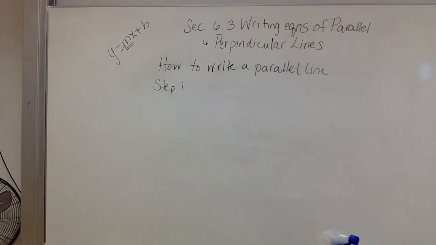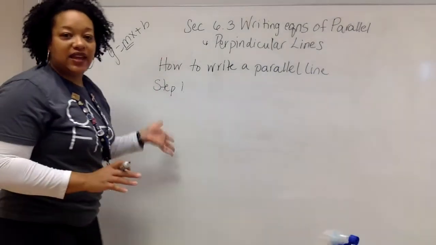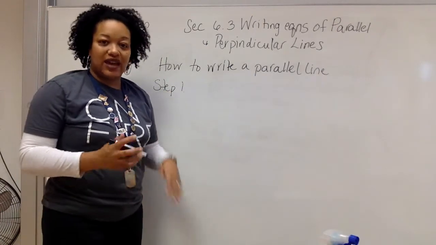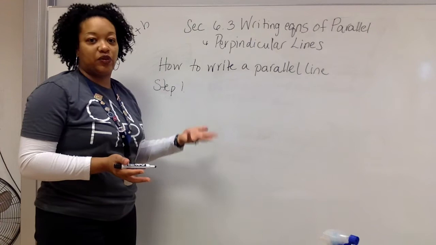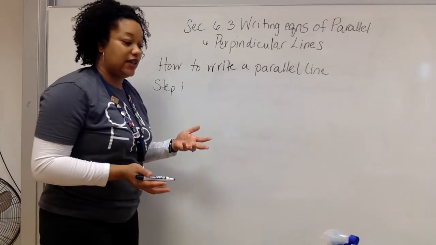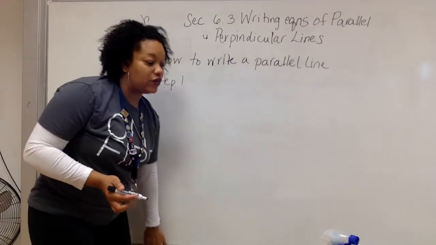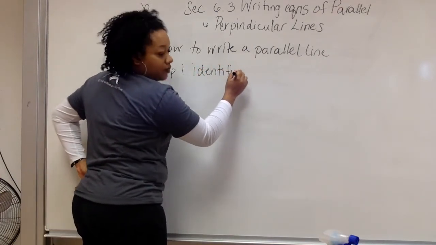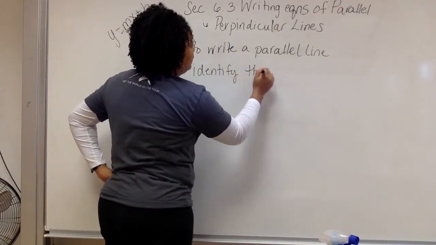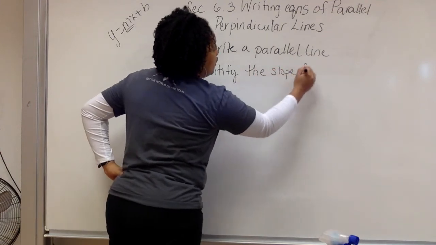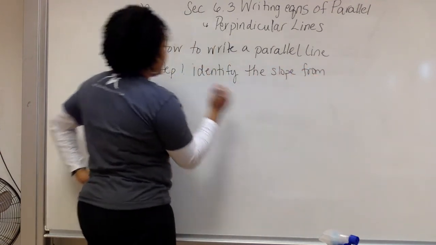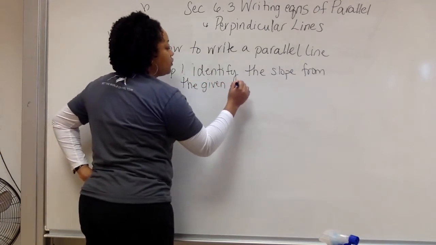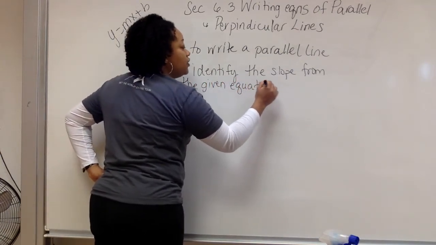All right, so let's go ahead and start our steps on how to write a parallel line. It's pretty simple because it's kind of like what we were doing just to write a normal equation of a line. So the first thing that you have to do is identify the slope from the given equation.